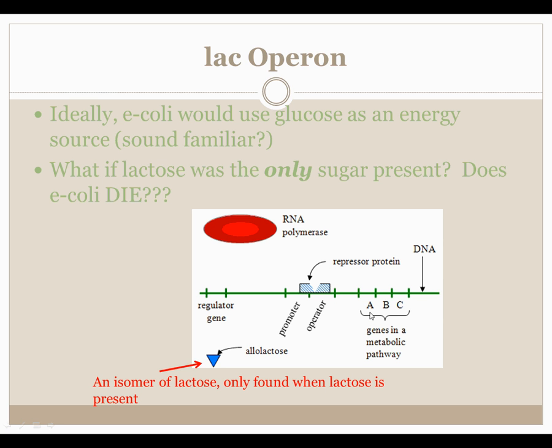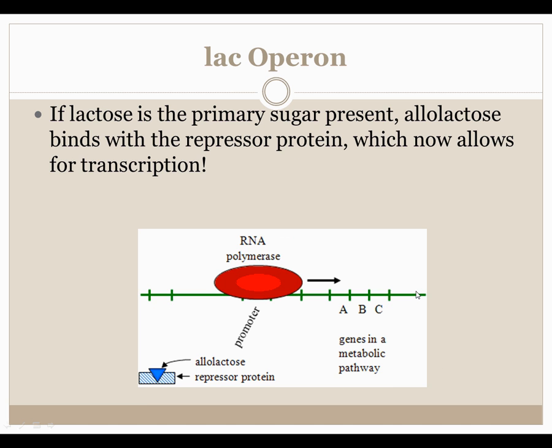But what it will do is it will make an isomer of lactose, and it will make it into allolactose. And what allolactose does is it will come over to a repressor protein, and it will fit into this repressor protein. It will change its shape, and it will physically pull it off of there. So now the polymerase can find the promoter, and then it can decode.